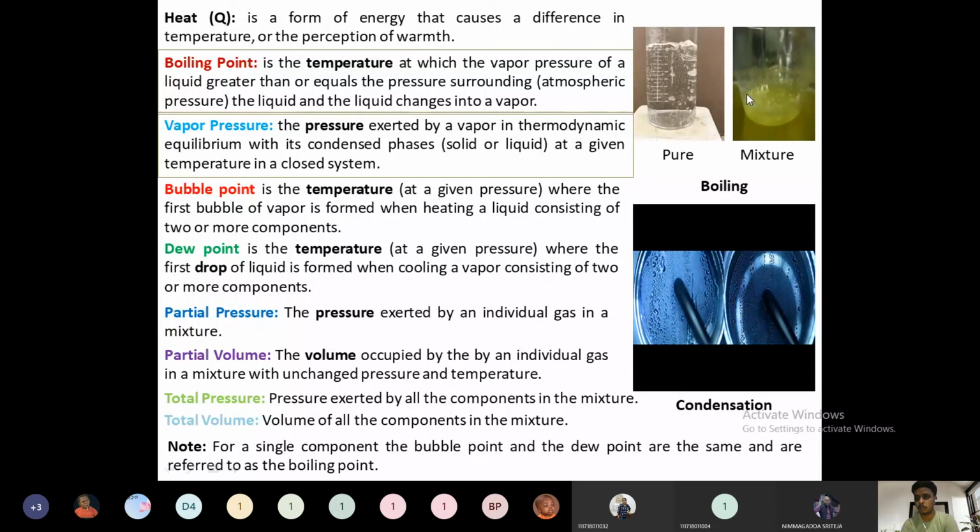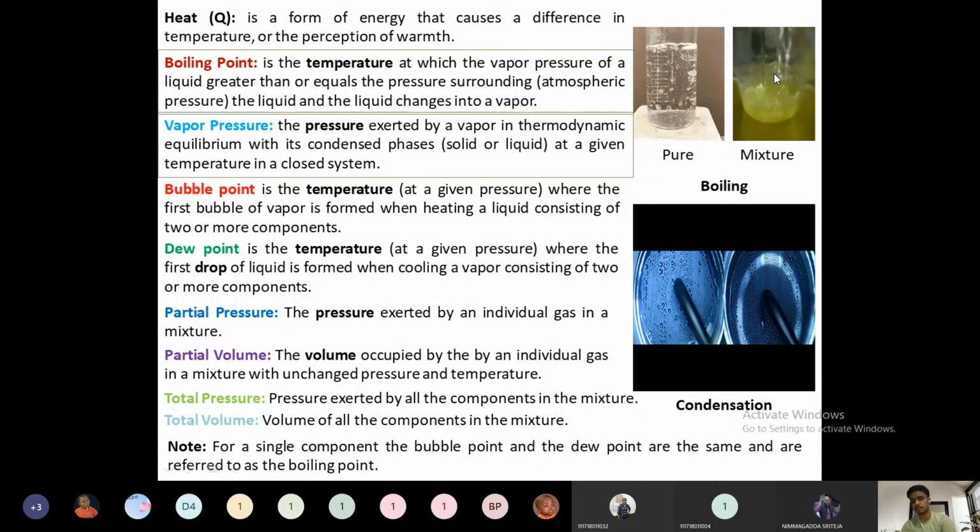So these are the bubble point and dew point, defined for the mixture, whereas boiling point and vapor pressure are defined for the pure components. Then other components like partial pressure. Here the pressure exerted by this pure liquid is called a vapor pressure, whereas in a mixture form, when more than one component is there, the individual pressures exerted by the particular components is called a partial pressure. Okay, when it is a pure form, it is called a vapor pressure. When it is a mixture form, it is called a partial pressure.